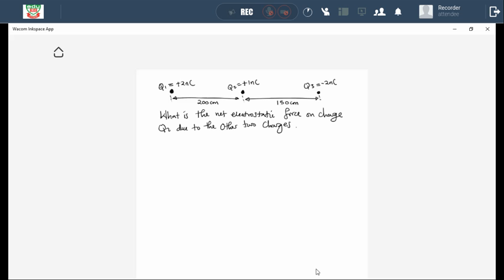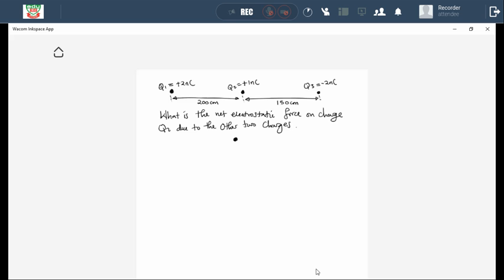Now, our frame of reference or the charge that we are focusing on is charge 2, which is Q2. Because the question says, what is the net electrostatic force on Q2 due to the other charges? So in other words, we are saying Q1 is influencing Q2 to behave in a certain way, and Q3 is also influencing Q2 to behave in a certain way, right? So we need a free body diagram that is going to guide us to do our calculation. So I put a dot, and this dot is going to represent Q2, right?